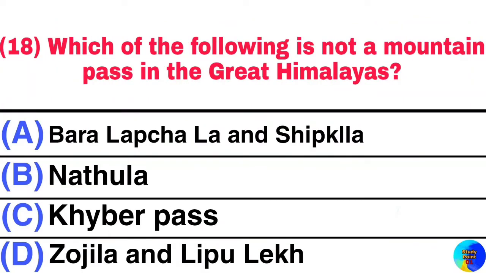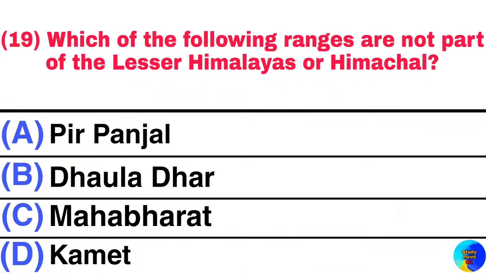Question number 18. Which of the following is not a mountain pass in the Great Himalayas? A. Bara Lacha La and Shipki La, B. Nathu La, C. Khyber Pass, D. Zoji La and Lipu Lekh. Answer. Khyber Pass. Question number 19. Which of the following ranges are not part of the Lesser Himalayas or Himachal? A. Pir Panjal, B. Dhauladhar, C. Mahabharat, D. Kamet. Answer. Kamet.